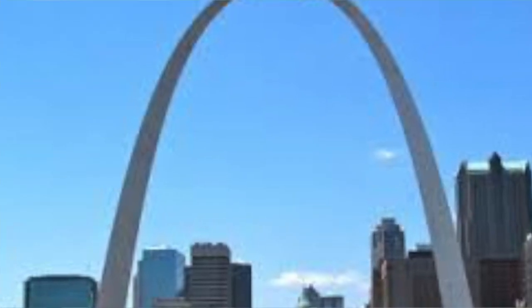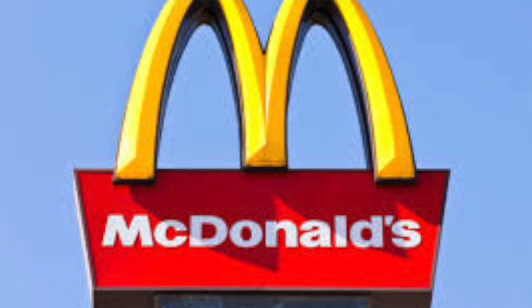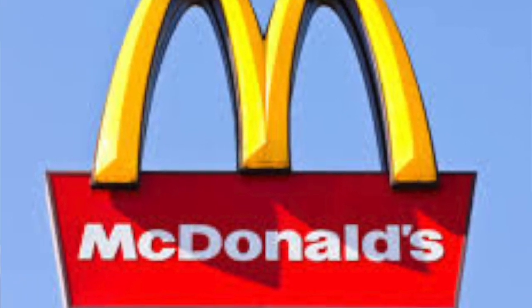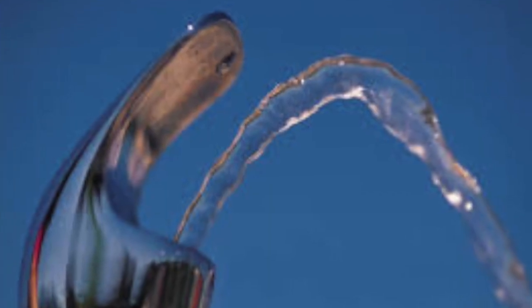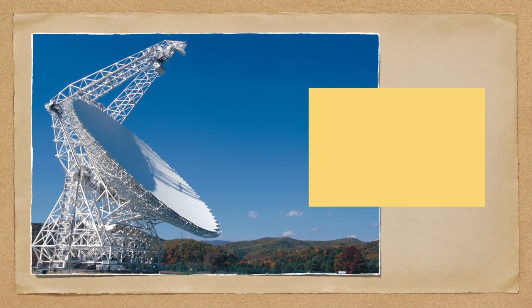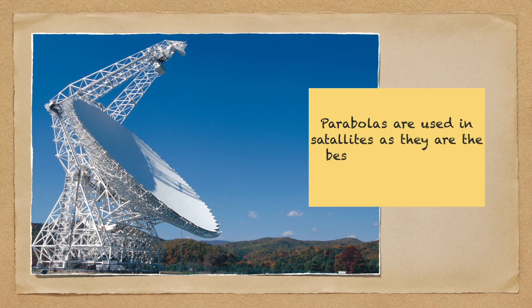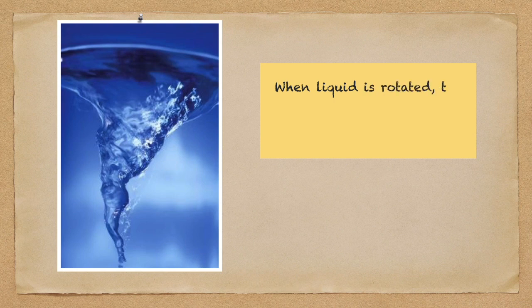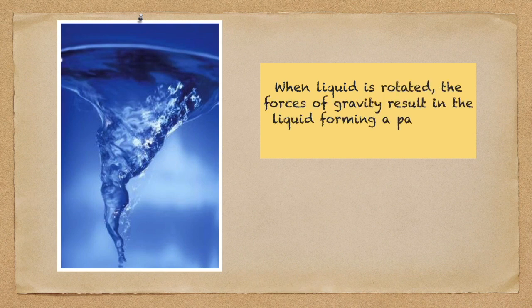Lots of people think that in maths we learn all these different functions, but they're never ever going to use them in real life. Well, that may be so, but a lot of people do use these things. For example, parabolas are used in satellites as they are the best shape to reflect signals to the receiver. Most of you would have put a spoon into a cup and swirled the spoon around and made like a little mini tornado in your cup. When liquid is rotated, the forces of gravity actually result in the liquid forming a parabola-like shape.